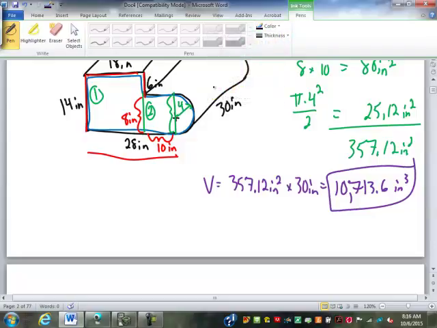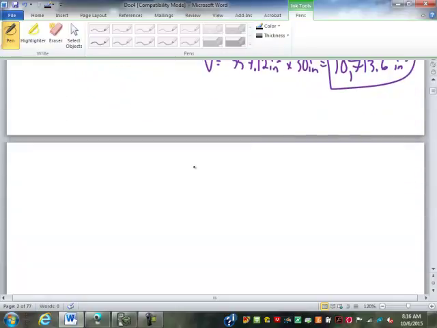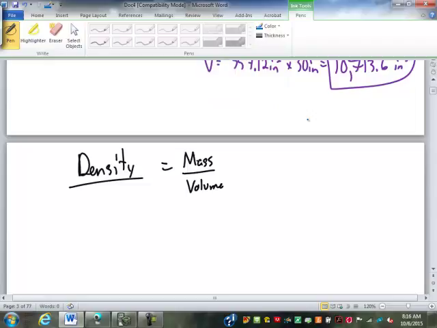Now, along with volume, we worry about density. Density is the mass of an object divided by the volume of the object. Basically, it's determining how tightly packed it is. So let's say we have 8 pounds of material and it has a volume of 2 cubic inches. We divide that out.